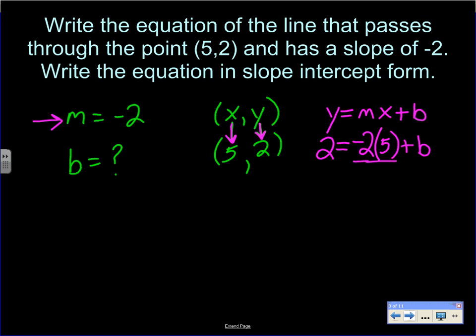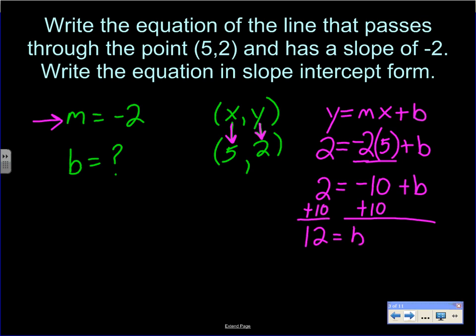-2 times 5 will give us a -10. And how do we get b by itself? Well, we add 10 to both sides. We've calculated b to be equal to 12, so we can go ahead and write that in right here. b is equal to 12.